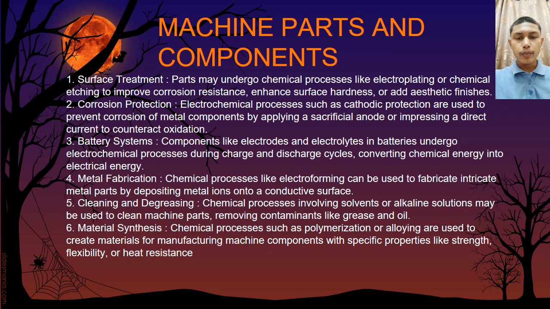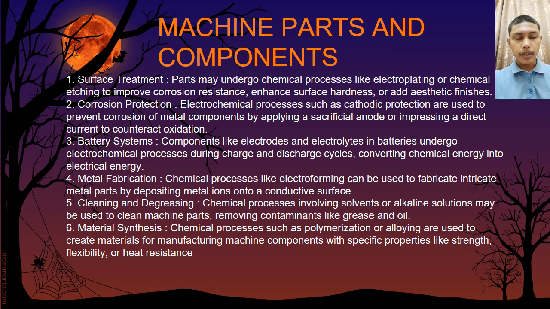Machine parts and components. First, surface treatment. Parts may undergo chemical processes like electroplating or chemical etching to improve corrosion resistance, enhance surface hardness, or add aesthetic finishes. 2. Corrosion protection. Electrochemical processes such as cathodic protection are used to prevent corrosion of metal components by applying a sacrificial anode or impressing a direct current to counteract oxidation.